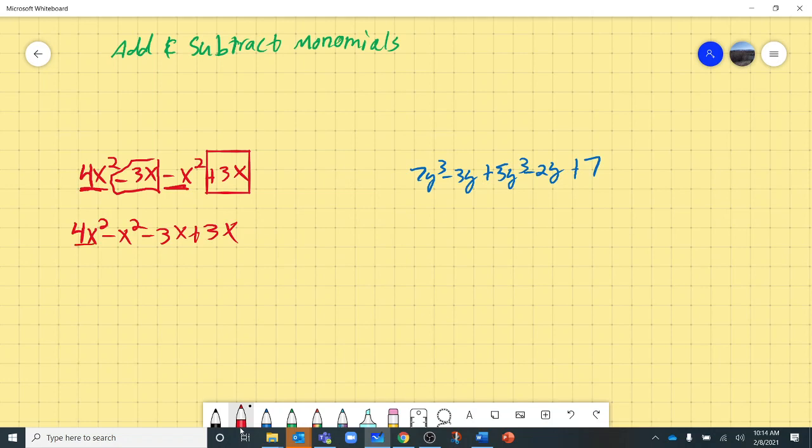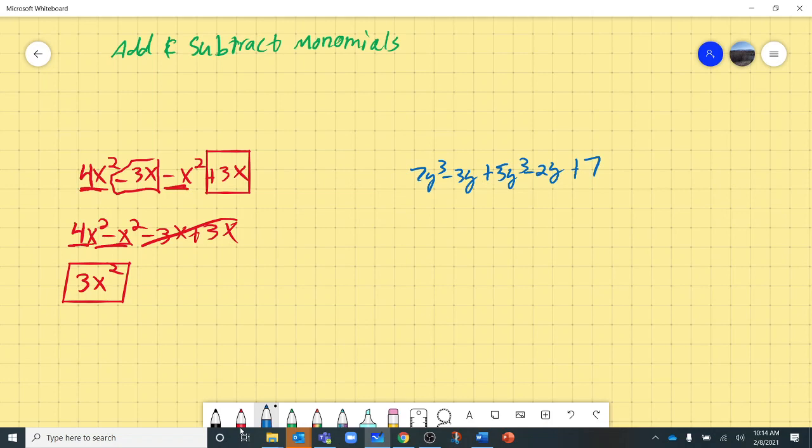And then I'm going to just put things together. So I have 4 apples minus 1 apple. That gives me 3 apples, so 3x squared. And then I have negative 3 oranges plus 3 oranges. That's just going to cancel out. This would be my simplified answer. It would be 3x squared. Okay, see if you can do that with the blue one. Pause it and come back.